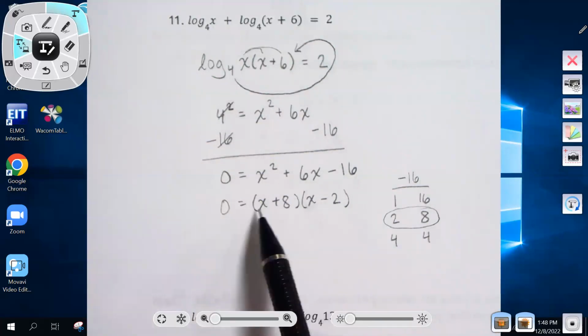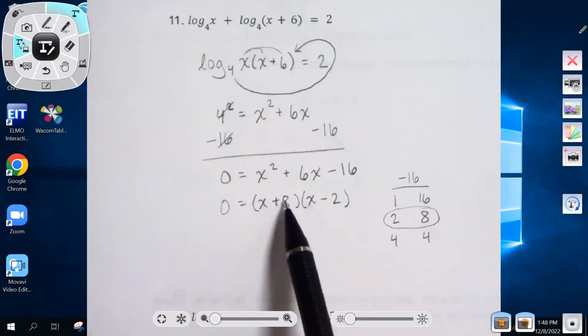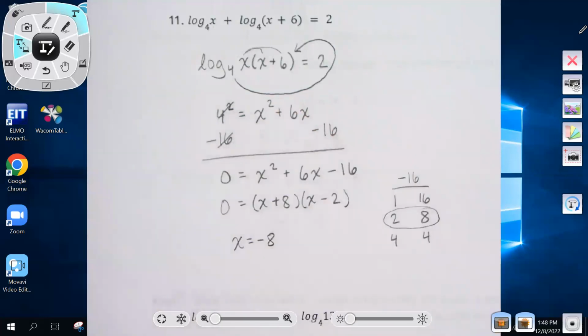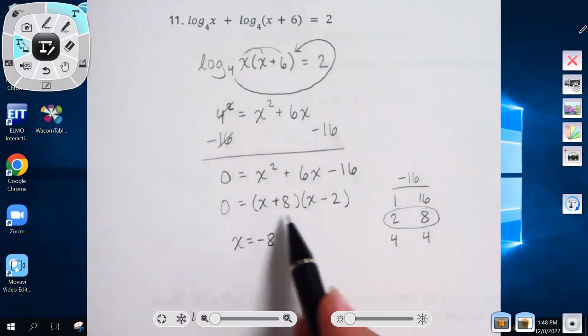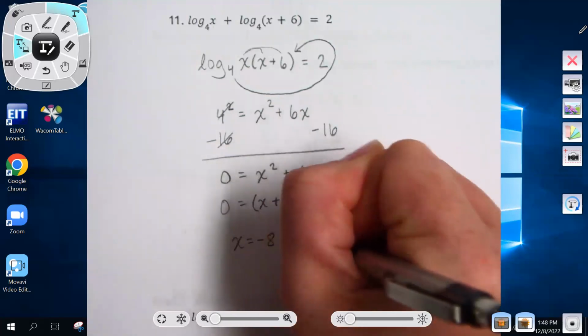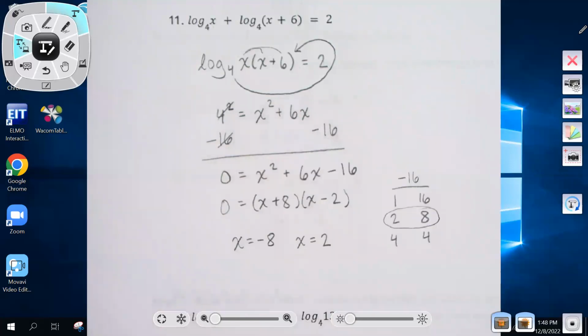Okay, but these are our factors. They're not our answers. If x plus 8 is one of our factors, that means x equals -8 is one of our answers. So same number, flip the sign. So if x minus 2 is one of our factors, x equals +2 is one of our answers.